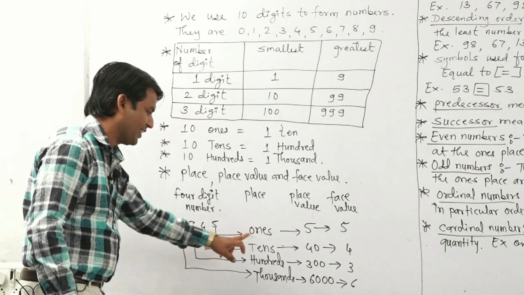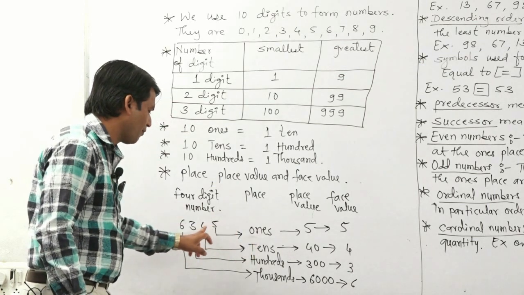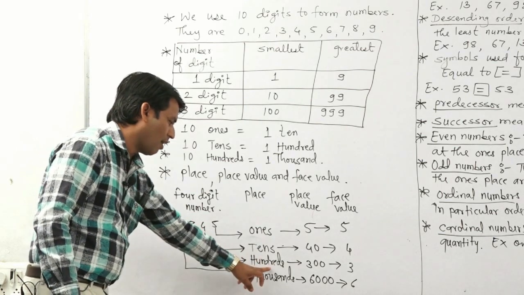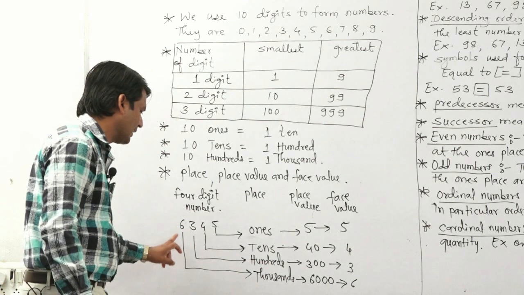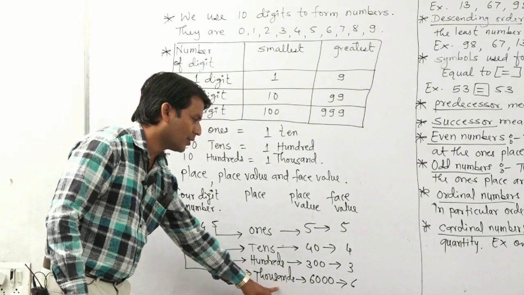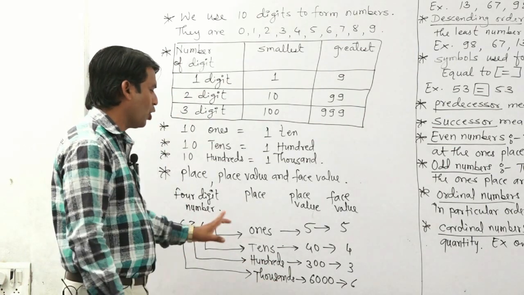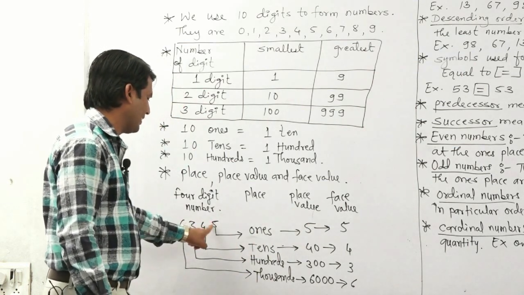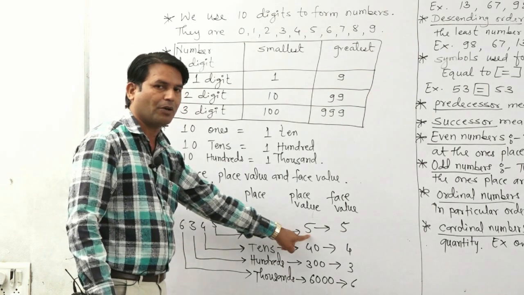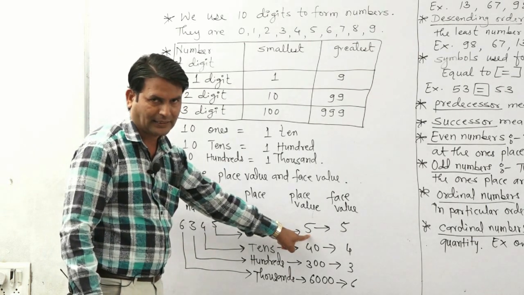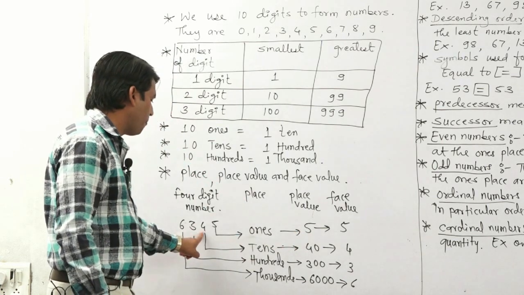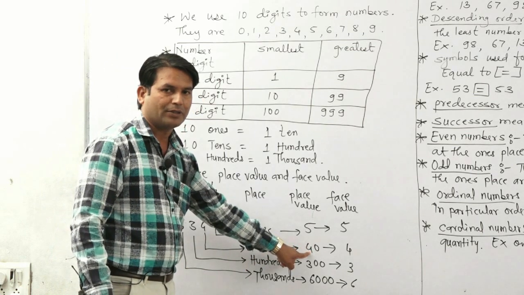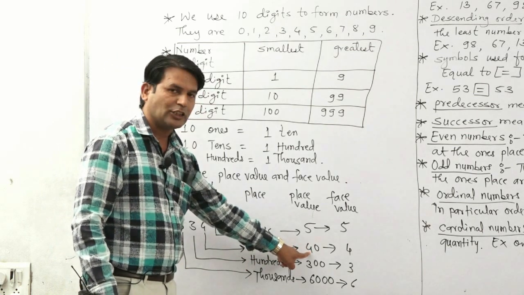The place of 5 is ones. The place of 4 is tens. The place of 3 is hundreds. And the place of 6 in the given number is what? Thousands. And the place value of each digit is, the place value of 5 in this given number is 5 because it is at ones place. The place value of 4 in the given number is what? 40 because it is at the tens place.